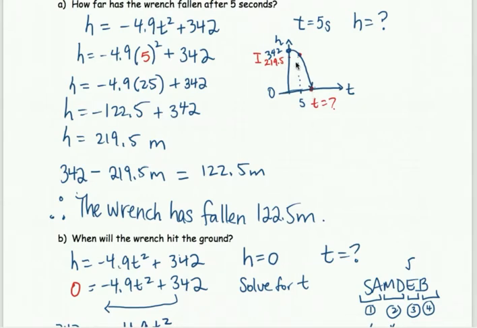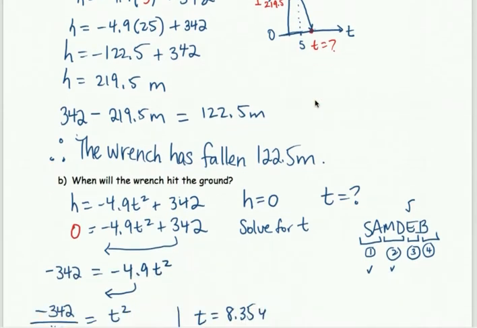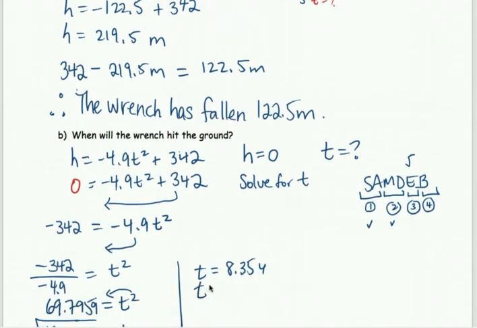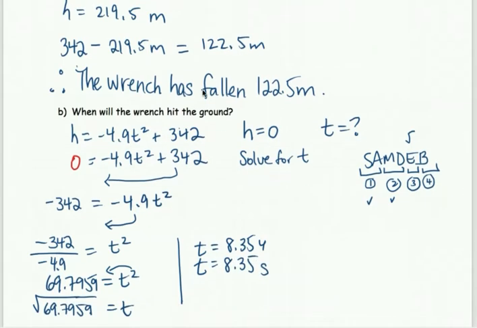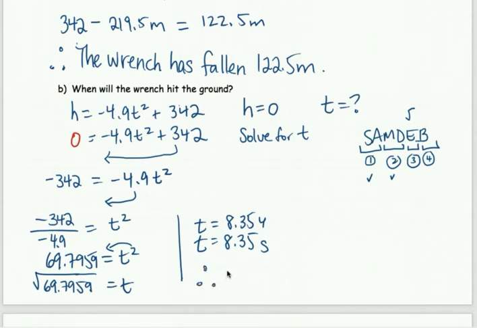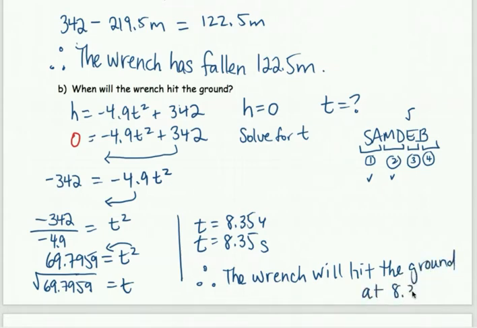Again, we were up really high on this building, and the wrench dropped through the air and hit the ground there. We were trying to figure out how many seconds that would take. We could run it to a couple of decimal places, and we found that it was 8.35 seconds. So let's write our therefore statement. Therefore, the wrench will hit the ground at 8.35 seconds.